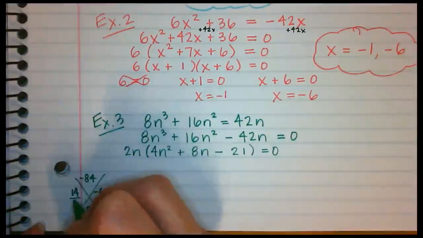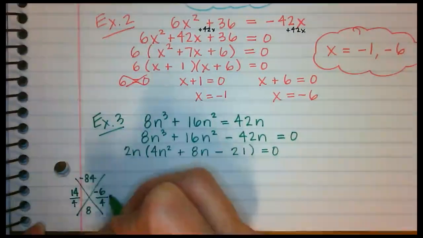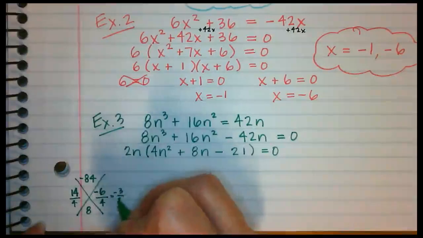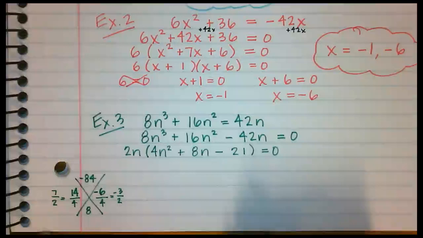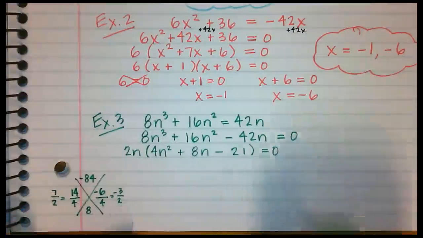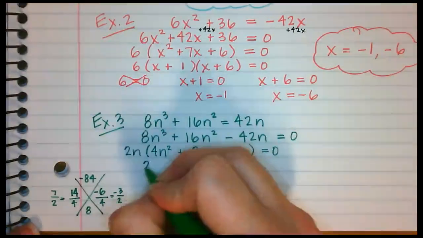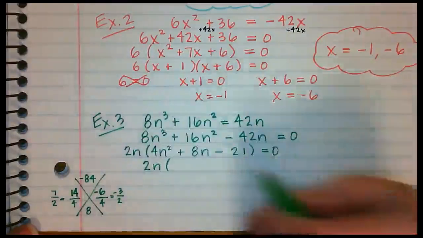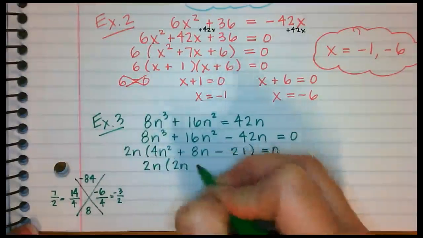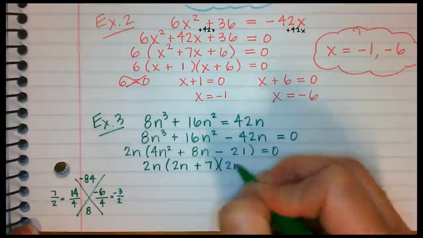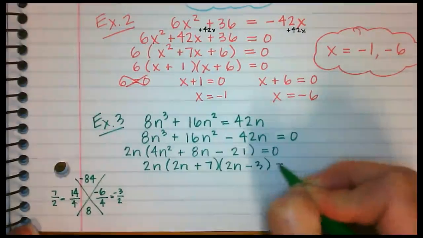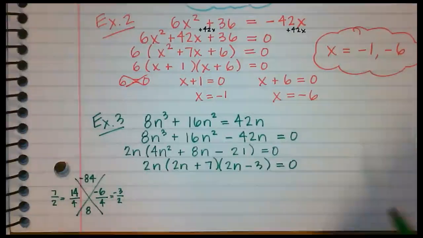Now I need to reduce by 4. So this would be negative 3 over 2. This one would be 7 over 2. So when I take those two back over here, we have our GCF, and then 2n plus 7 and 2n minus 3. So now we have factored completely.